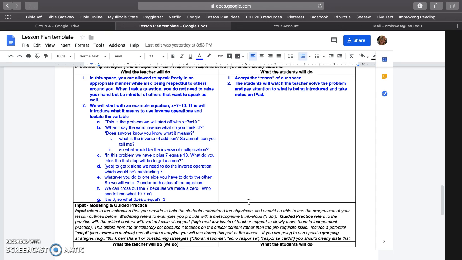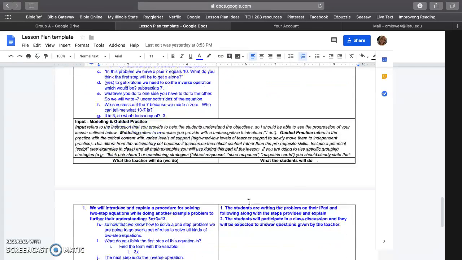So again, with the first part, one of the questions is, when I say the word inverse, what do you think of that? We want to have them explain that to us. And then another question would be, what is the inverse operation of the constant 7? And then have them explain what that means.